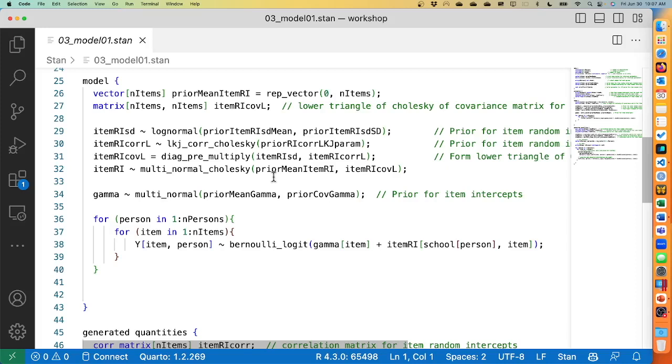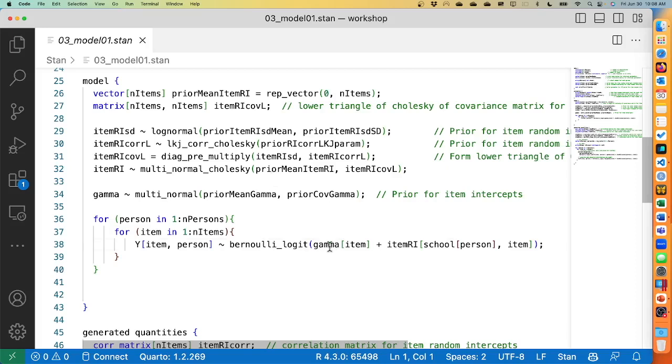And then we have our item random intercept for school, and now here we have to denote which school we have. So each person is within a school, that's our school ID, this is our person ID, and then which item that applies to. Okay, so far so good.